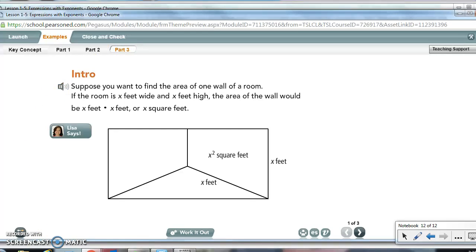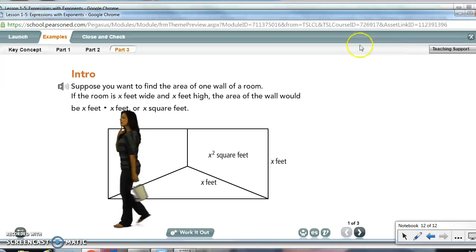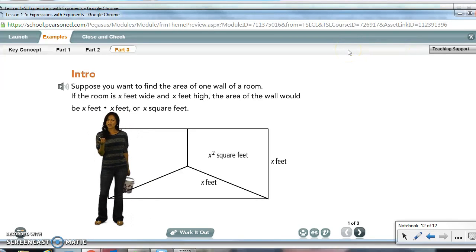Suppose you want to find the area of one wall of a room. If the room is x feet wide and x feet high, the area of the wall would be x feet times x feet, or x square feet. Square walls. Wow, you can use exponents to write expressions that represent real-world situations.